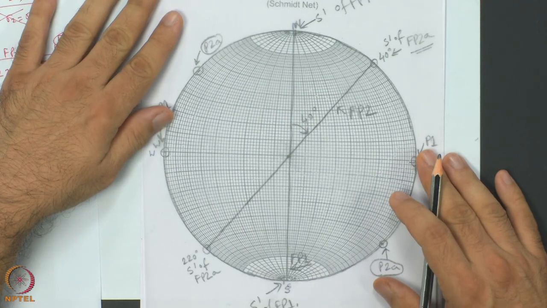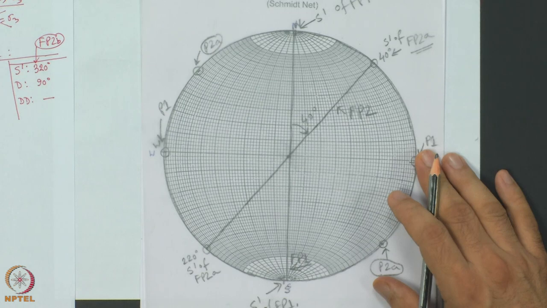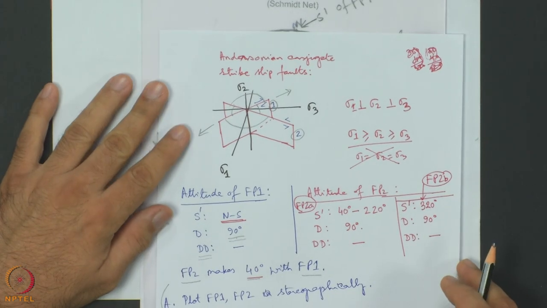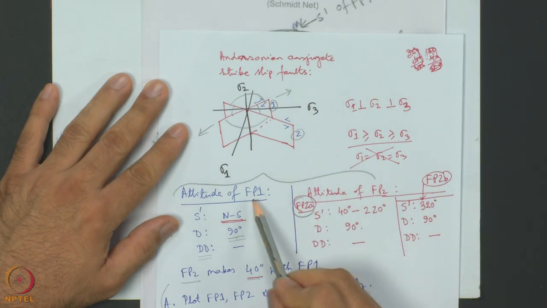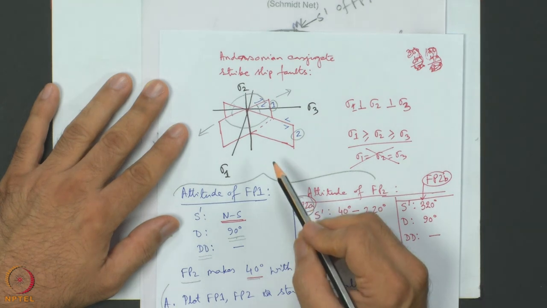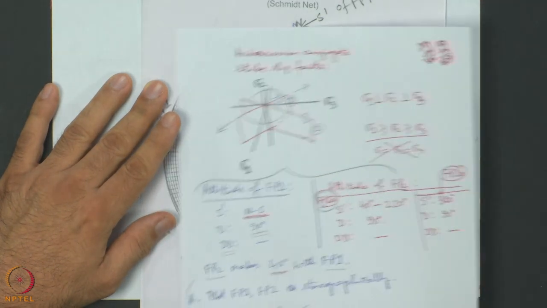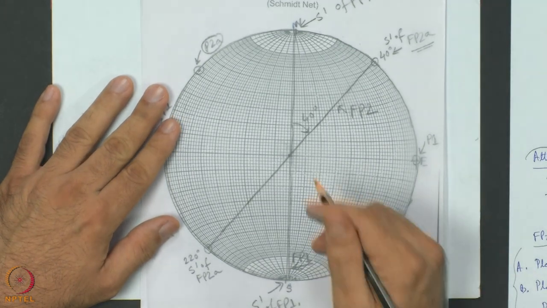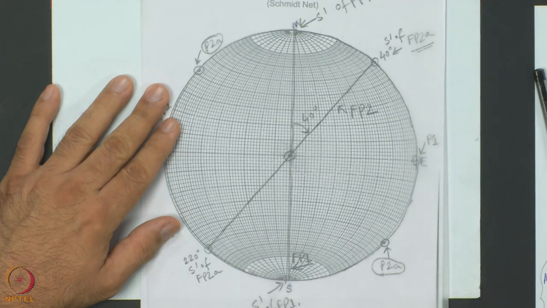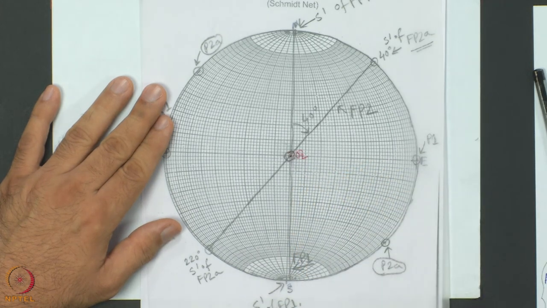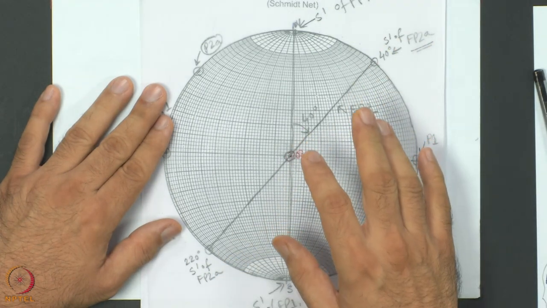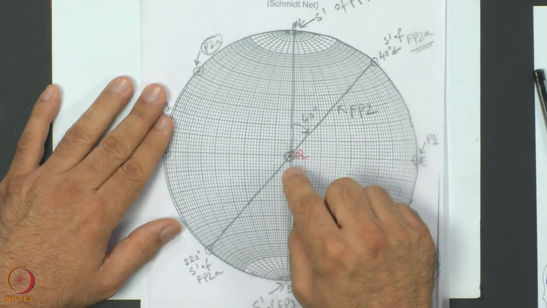Now we are going to see how to plot the principal stress axes sigma 1, sigma 2 and sigma 3, and for that we will recollect how sigma 1, 2, 3 are oriented. So basically I am considering FP1 and FP2A right now. Later I will consider FP1 and FP2B to see the second possibility. Here sigma 2 is a vertical line, and we know that vertical lines are plotted at the center of the stereo net. So this is the sigma 2 principal stress axis. For that I need not have drawn FP2. Straight away, since it is an Andersonian conjugate strike slip fault, I can understand sigma 2 is the center.